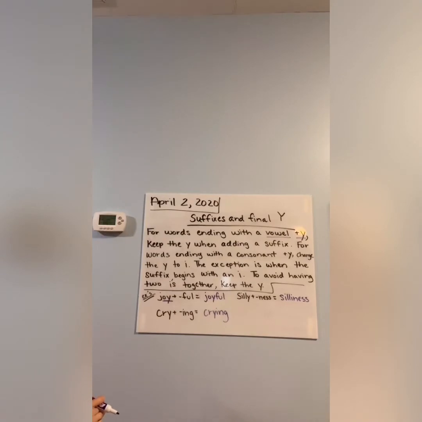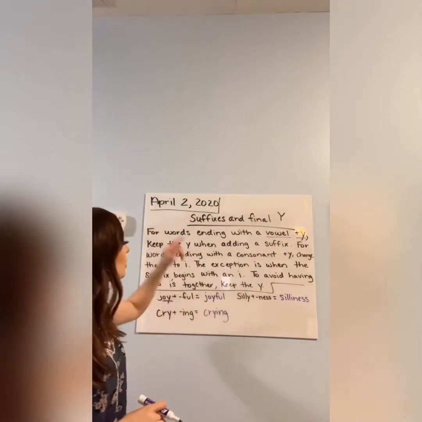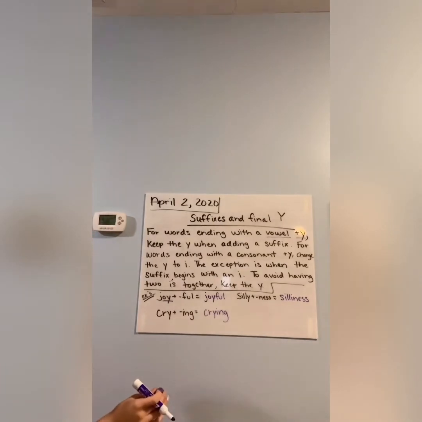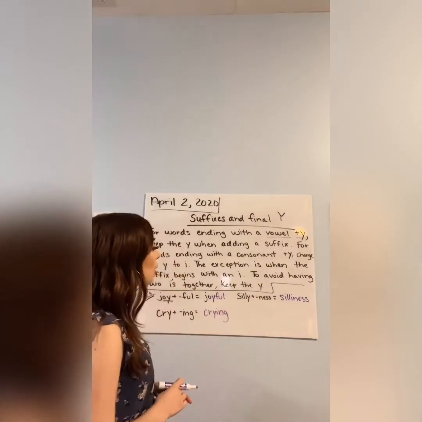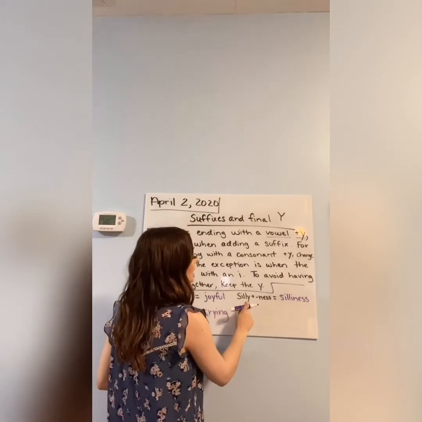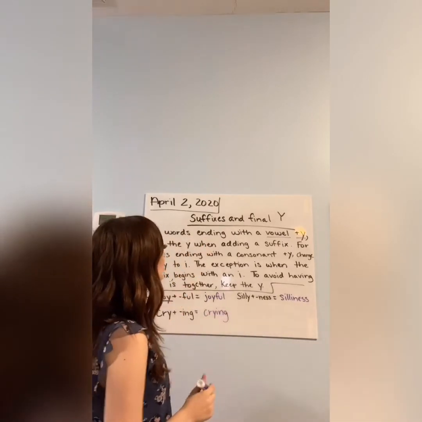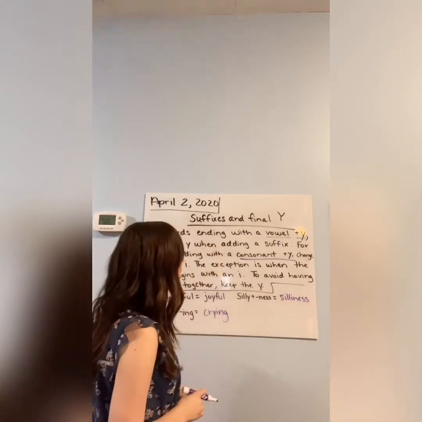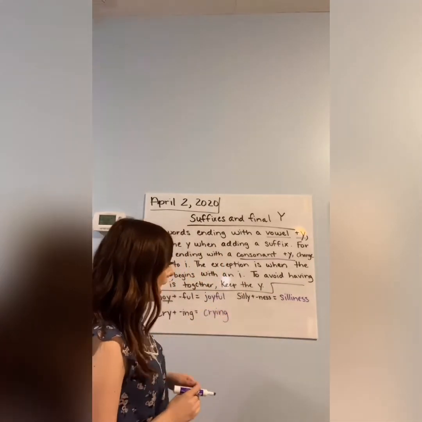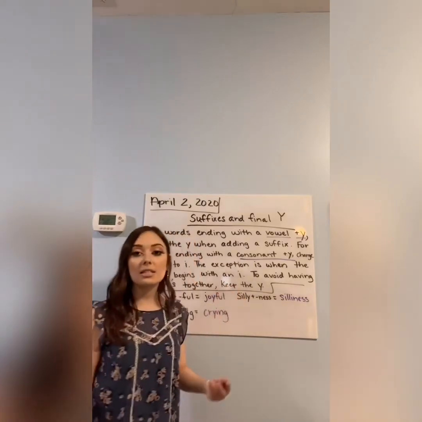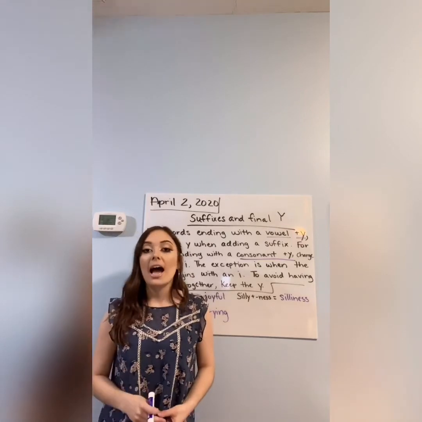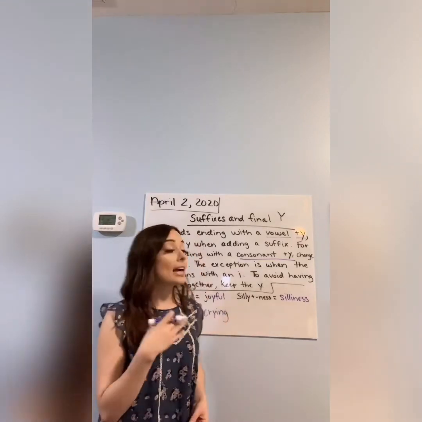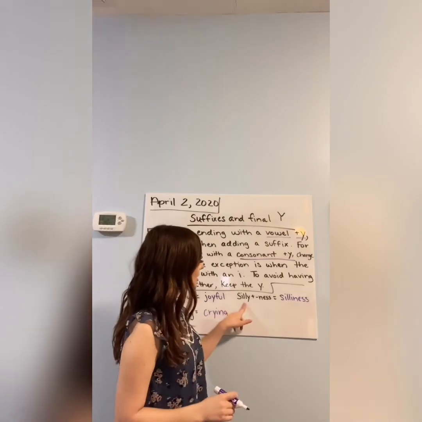Okay, so moving on to the next sentence. It says, for words ending with a consonant plus Y, we would change the Y to an I. Let's pause there and look at our second example. The word is silly. Again, for words ending with a consonant plus a Y, we would change the Y to an I. Remember, consonants are everything except vowels. Our vowels are A, E, I, O, U, and sometimes Y, and everything else in the alphabet is a consonant.